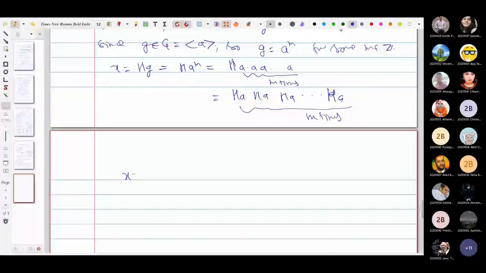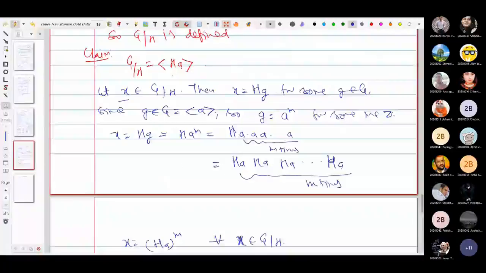Okay. And this is true for all X belongs to G by H. So we have taken an arbitrary element here, and we are able to write it as a power of some element of HA. Sorry, an element of HA like this.